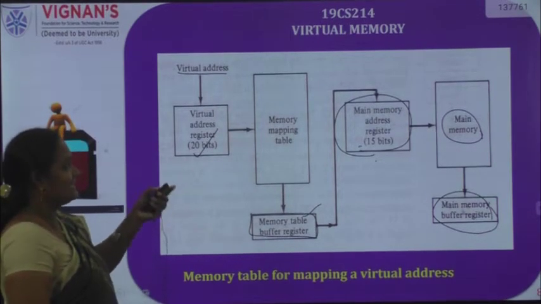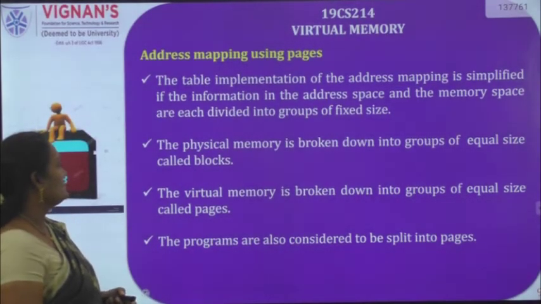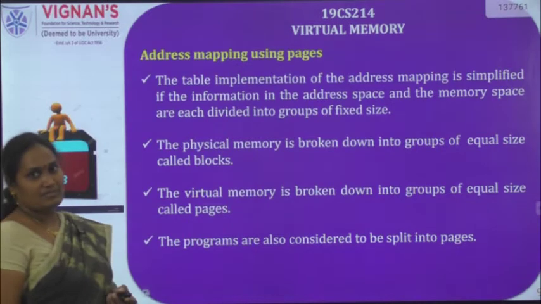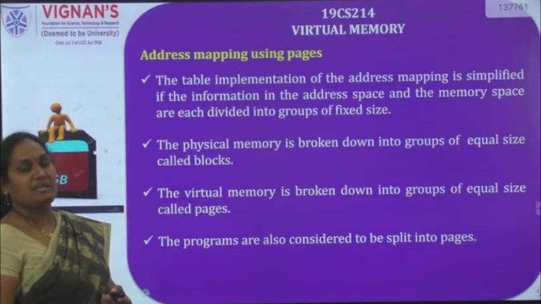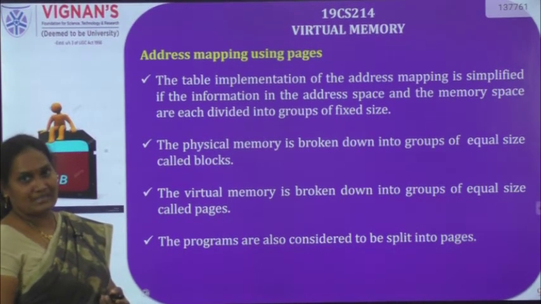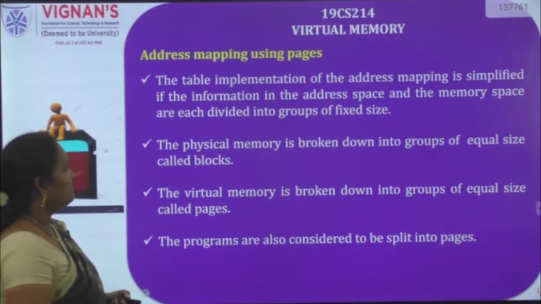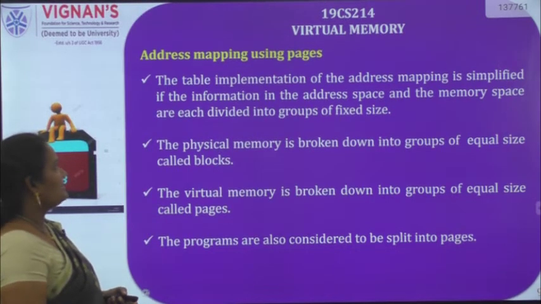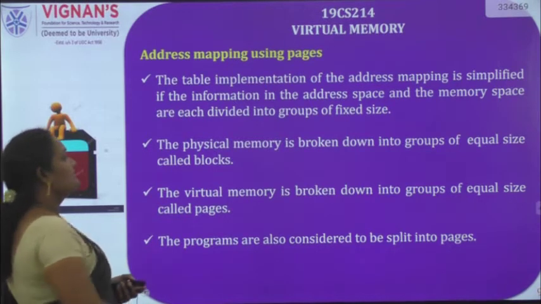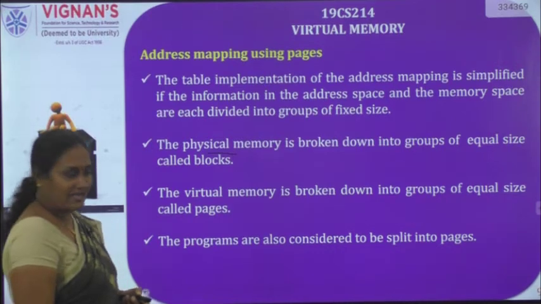This will be clearly explained by considering pages and blocks. Now, what about the pages? What about the blocks? We are going to divide the virtual memory and main memory into various parts. Based on those parts, we are going to map the virtual address to the main memory address. Now, this table implementation can be simplified by considering the address space and memory space each divided into groups of fixed size.